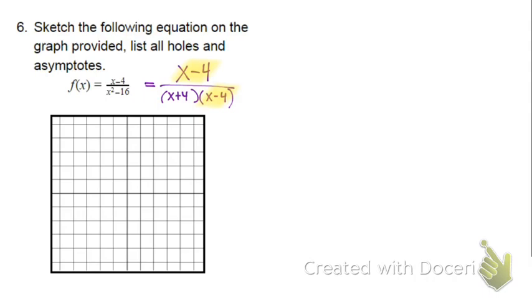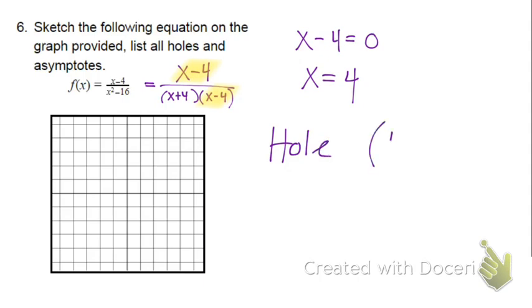So if we solve for that, some of you guys solved for it the wrong way, but most of you did it correct, and that's great. If we solve for that, x minus 4 equals 0. That means our hole is at x equals 4. So that should have been one of the things you listed. Hole at x equals 4. We'll talk about the y coordinate of that hole in just a minute.